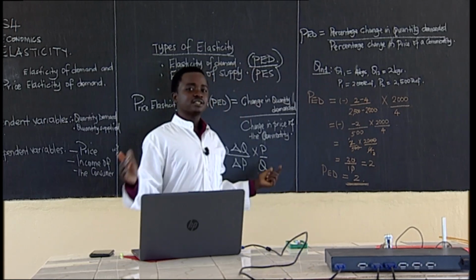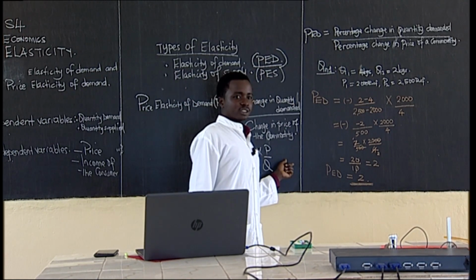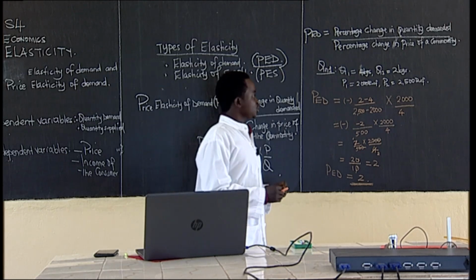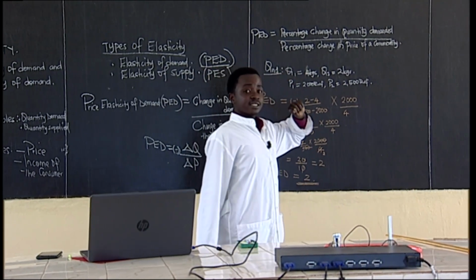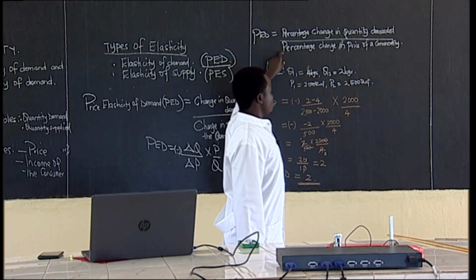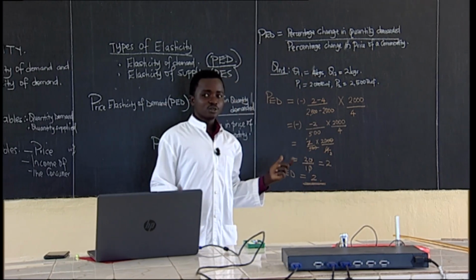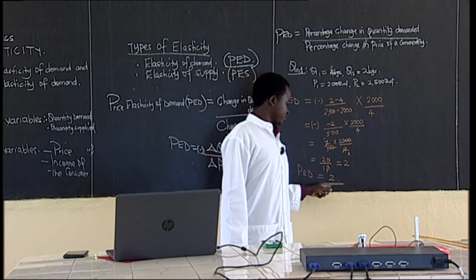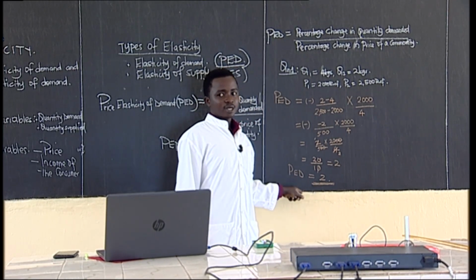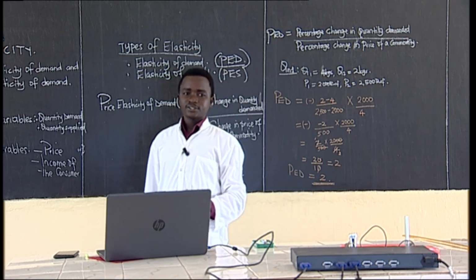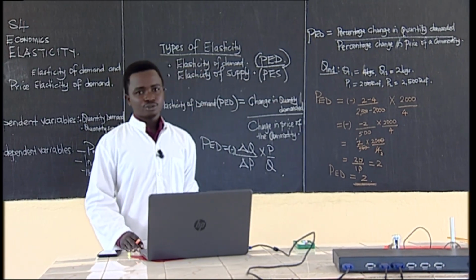How will you first calculate percentage change in quantity demanded? You have to first look at the change in quantity demanded. Then you divide by the original quantity demanded multiplied by 100. You get that percentage change. So the two will give you the same answer. Then, let's see now, how do you do this question too?